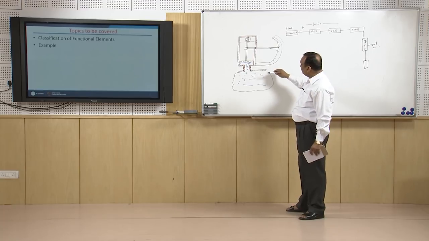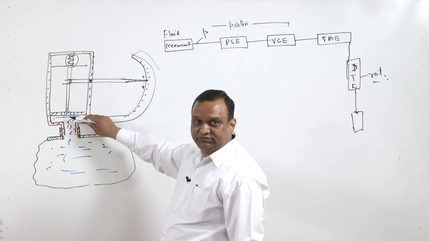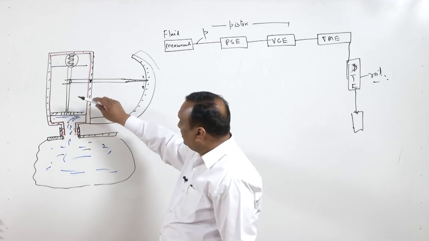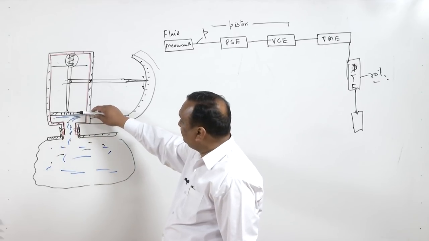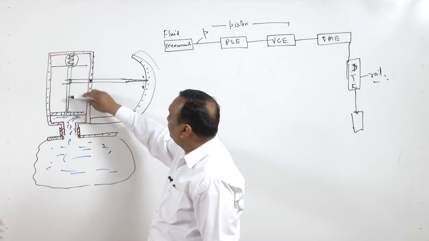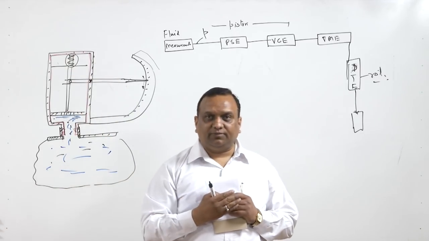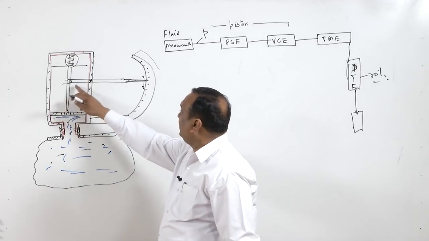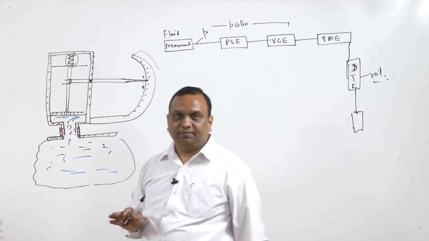In a nutshell, I will explain again. This is pressure. Pressure is being converted into force by the piston, which is the variable conversion element. The piston is also working as a primary sensing element and variable conversion element. This force is transmitted to the spring. Here the force is converted into displacement, and this displacement is again manipulated for the indication on the dial gauge, right?